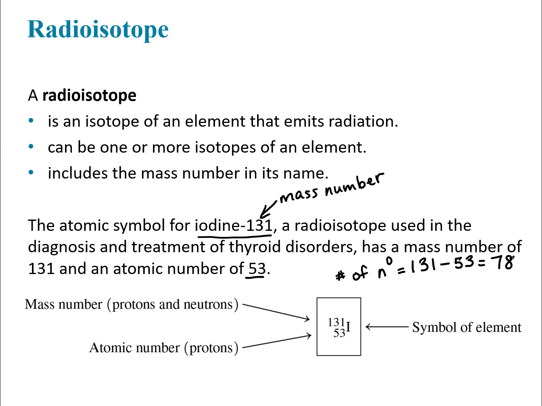So when you see a symbol like this, you need to recognize the mass number is at the top, the atomic number is at the bottom. You'll never see a mass number on a periodic table. It's always the atomic number at the top. That's what you want.